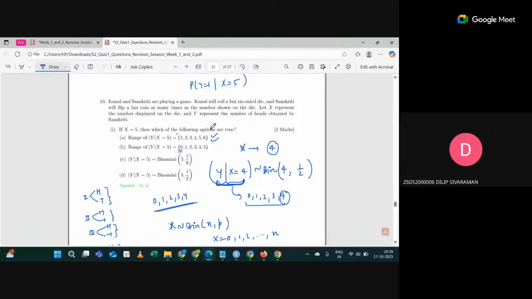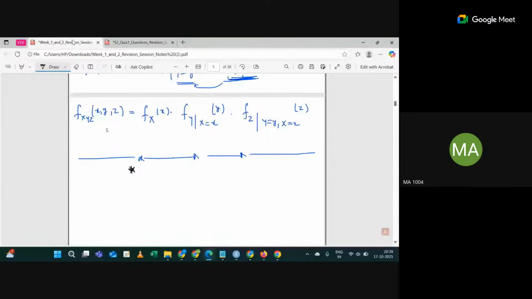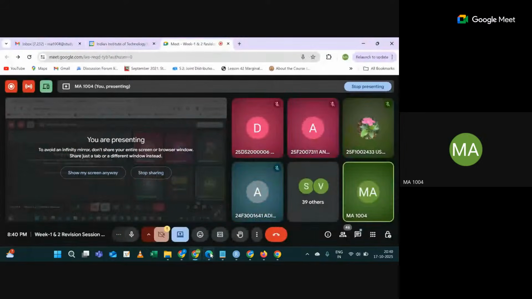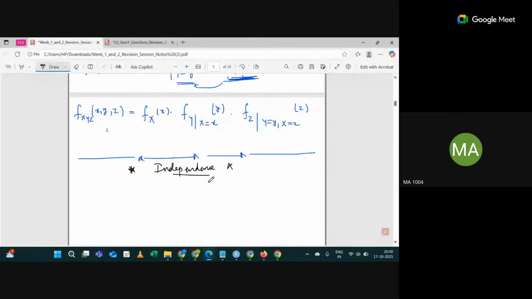So the next concept is function of random variables, but before that, we need to discuss the independence part. So let me quickly go through that. Everyone is okay with this, right? Are you able to follow me? Yes, sir.